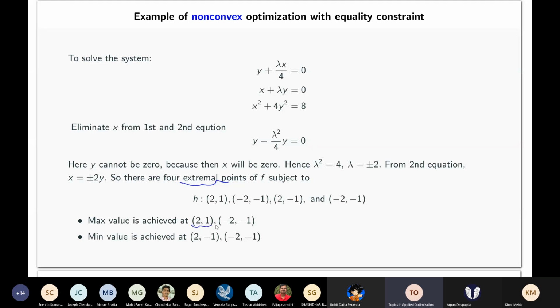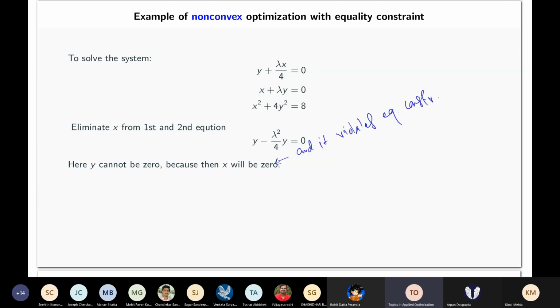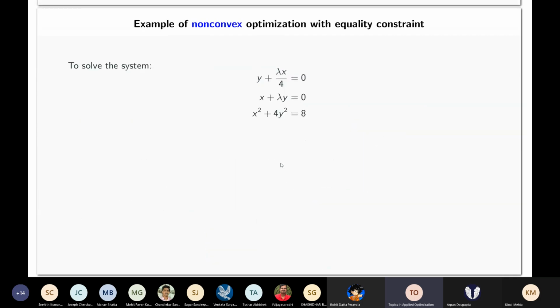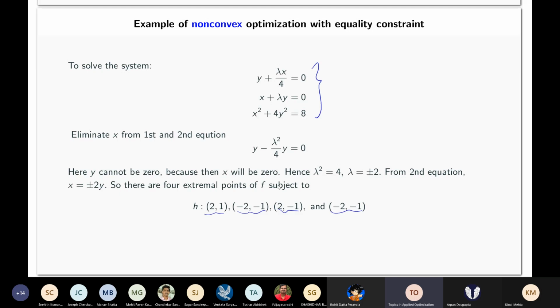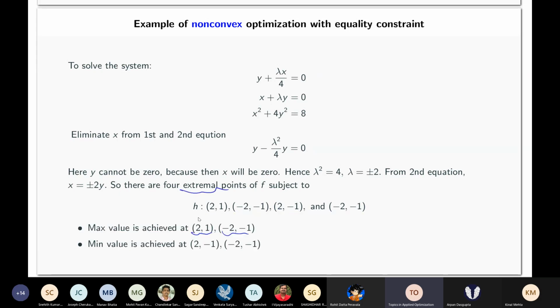So the maximum value is actually achieved at this. We just substitute these values in f(x,y). In our case, f(x,y) was xy, so 2 times 1 is 2. So these give the maximum value we are getting. And this is like minus. Oh, okay, there is a mistake here.